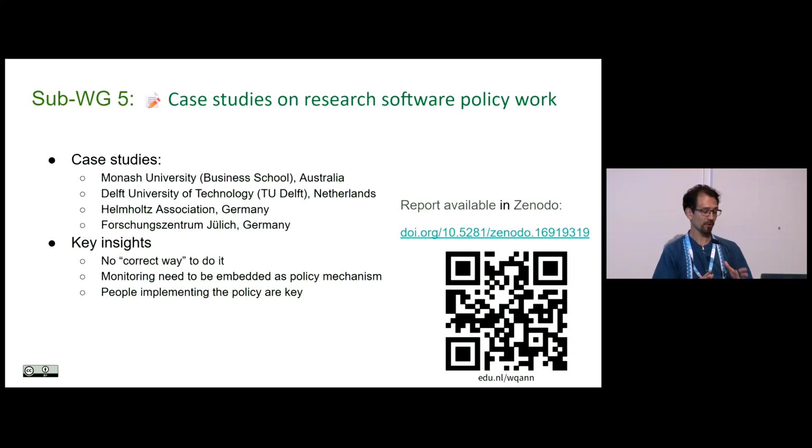So the interview questions cover different aspects, like the origin of the policy, how was the policy initiated, which in some cases, in the case of TU Delft, it was initiated by the researchers who were frustrated with not being able to do their research or to use the software that they were creating in the research, and they were the ones initiating the policies. And in the case of Jülich, they started from the management layer who said, we don't have a software policy, we need one. Can we create one? So it was really more of a top-down.